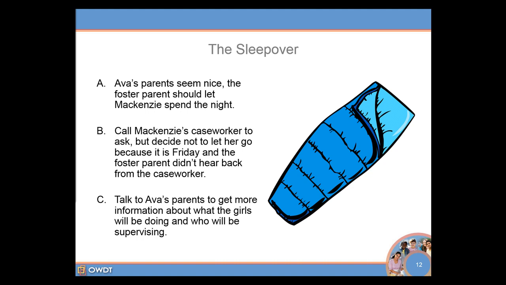12-year-old Mackenzie wants to go to her friend Ava's house on Friday to spend the night. The foster parent has met Ava's parents once at a school activity, and Ava appears well cared for. What should the foster parent do?